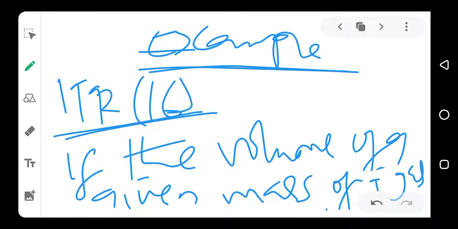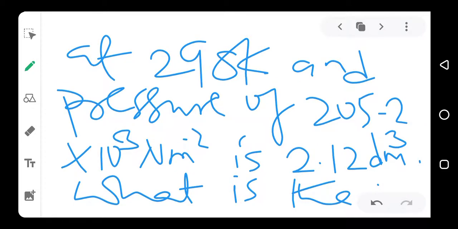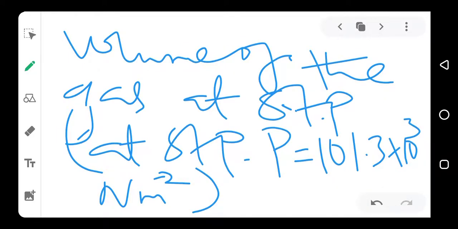If the volume of a given mass of a gas at 298 Kelvin, this is T1, the first T, and pressure of 205.2 times 10 raised to power 3, this is the first pressure, P1, is 2.12 dm cube, this is the first volume, V1. Now, what is the volume of the gas at STP? At STP, temperature is equal to 273 Kelvin. That is our T2 now. And pressure given to us now is 101.3 times 10 raised to power 3. This is our P2.